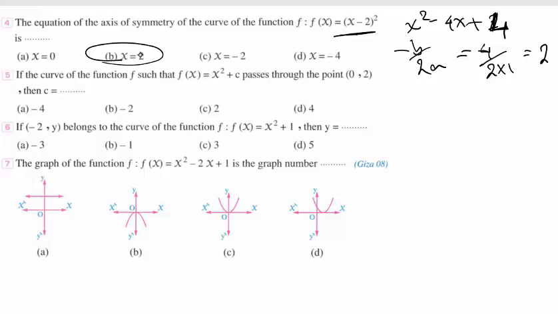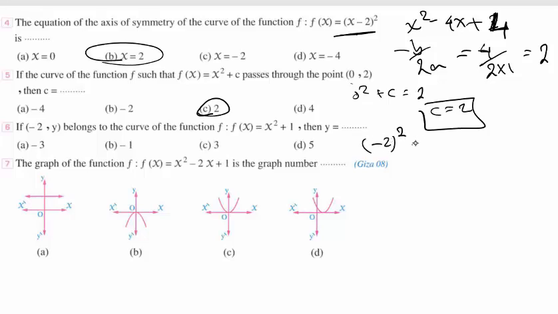So x equals 2. He's telling me that the curve of the function f of x equals x squared plus c passes through the point (0, 2). Find the value of c. To find the value of c, put x equals 0 and the answer will be equal to 2. So it will be 0 power 2 plus c equals 2. I think here c is equal to 2. Next, negative 2 and y belong to this function. So replace x and put instead of it negative 2 all power 2 plus 1 equals y. So I think y is equal to 5.